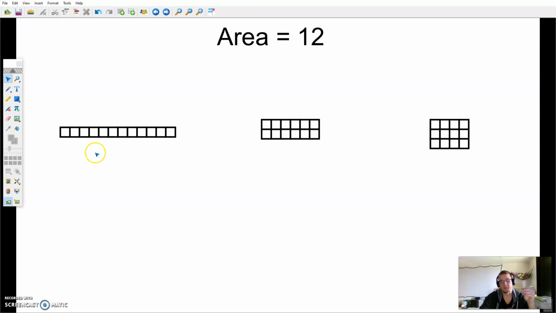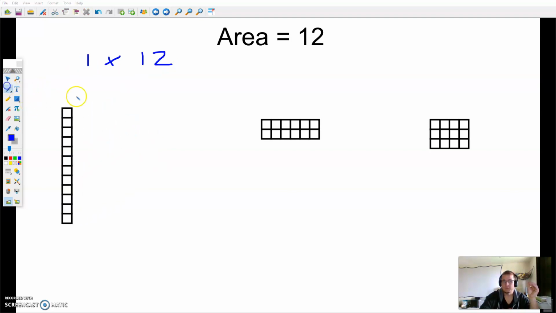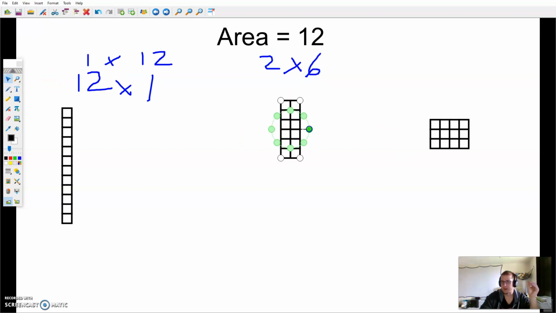Remember with our factor pairs, okay, if this is 1 by 12, the commutative property of multiplication tells us that that could also be 12 by 1. Or if this is 2 by 6, okay, again, we can rotate that.